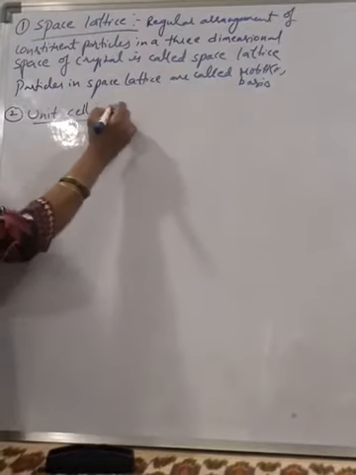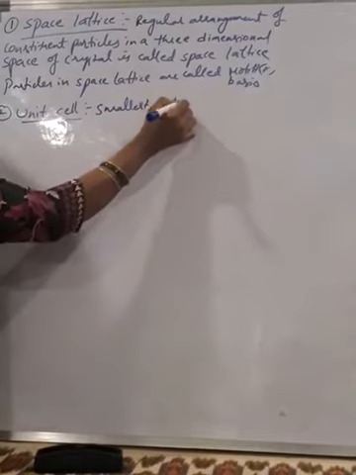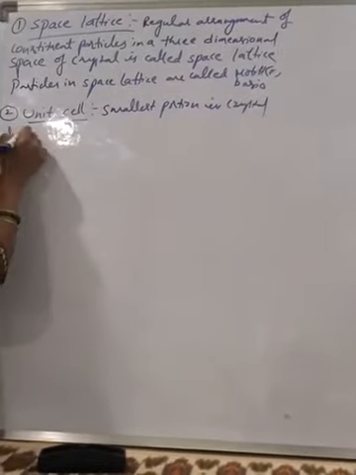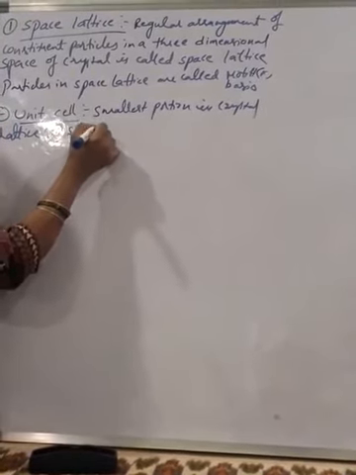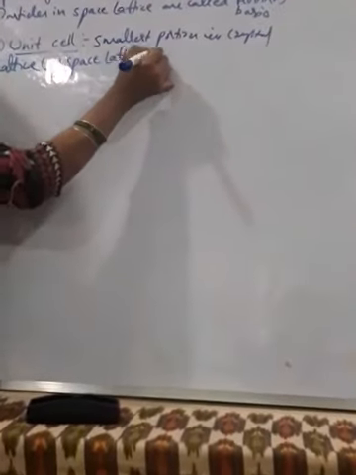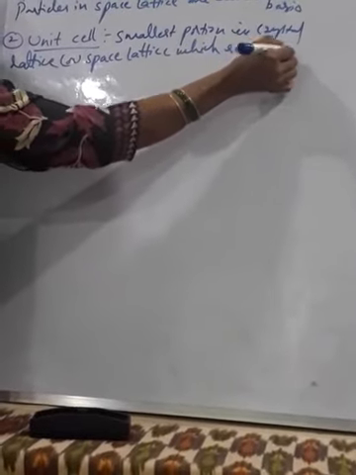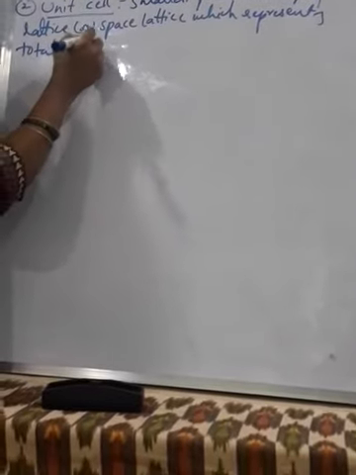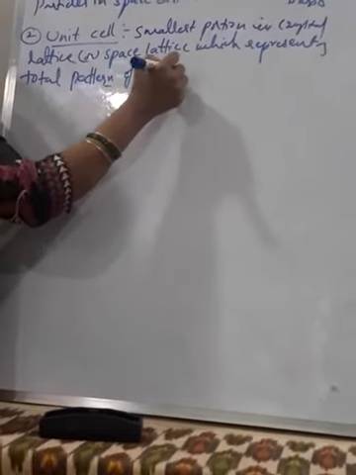Okay, so smallest portion in crystal lattice or space lattice which represents total pattern of the lattice. So this is called unit cell.